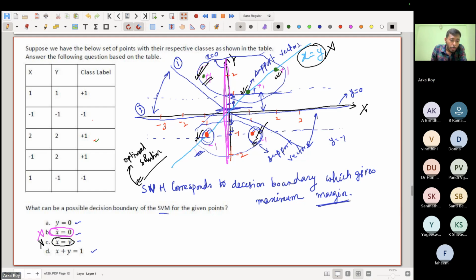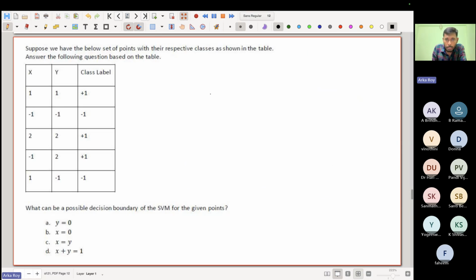Okay. Now the next question, let's say this particular line, that is x plus y equals 1. So we have to see whether x plus y equal to 1 could be a possible candidate or not. So if I just take one more page over here and plot them. So this is, let's say, 1, 1, then you have 2, 2, you have 1, minus 1, minus 1, minus 1, and the last point is minus 1, 2.